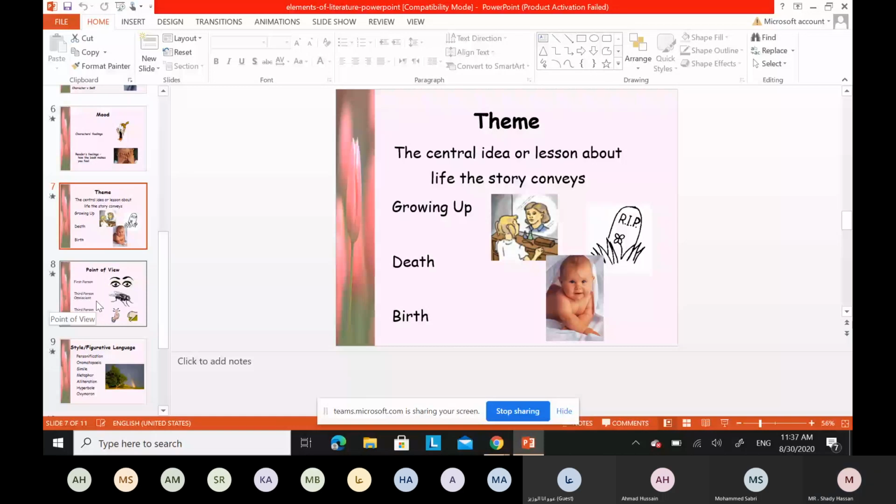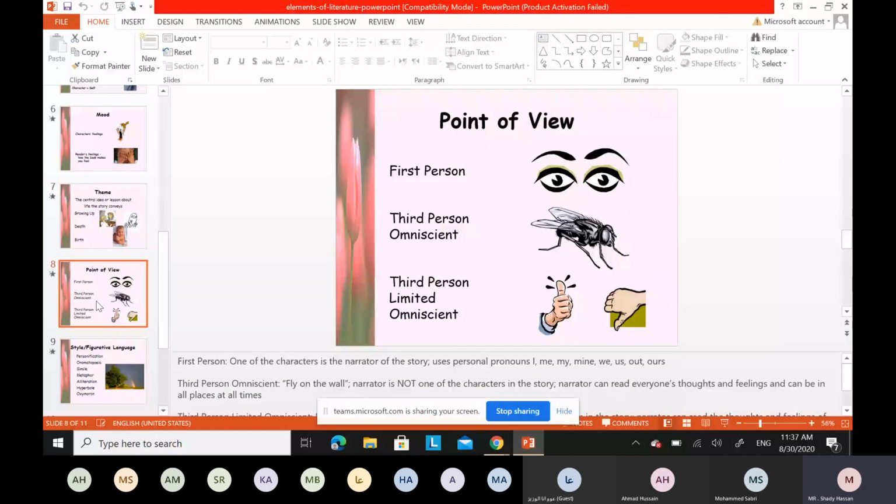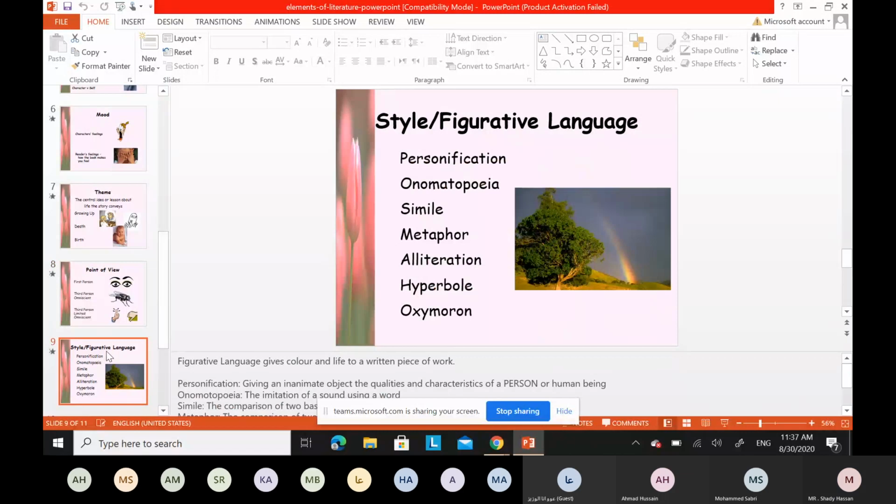Fine. Another point: point of view. Point of view could be first person, second person, or third person. And the third person could be omniscient or limited omniscient. We're going to talk about this later on.